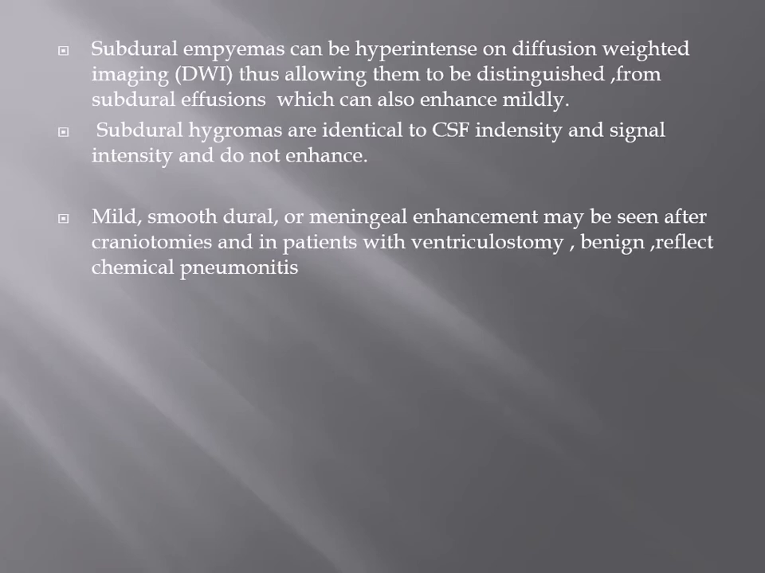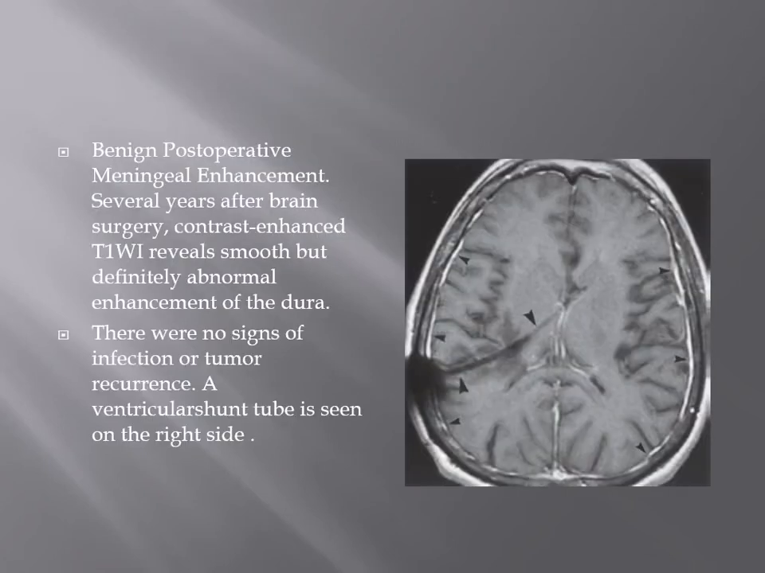Mild smooth dural or meningeal enhancement may be seen after craniotomies and in patients with ventriculostomy, benign and reflecting chemical meningitis. Some mild enhancement is also seen, especially in patients with overshunting, resulting in decreased intracranial pressure. This will result in smooth, diffuse meningeal enhancement.